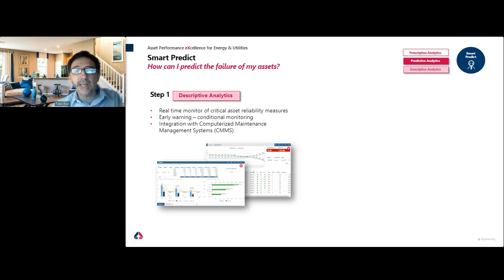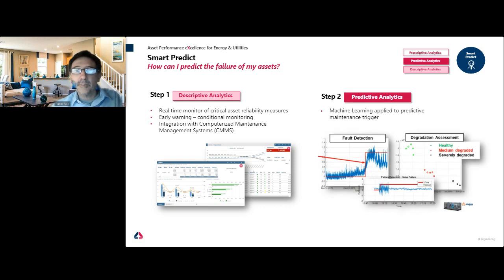The step two is really applying now machine learning and predictive out of this data. The goal is to predict the fault detection, start also understanding and classify the asset based on data, which are healthy or medium degraded or severely degraded, and so really using data to define the strategy of maintenance of my asset. So here we are in increase of asset availability by 15% is what we experience in this kind of application.